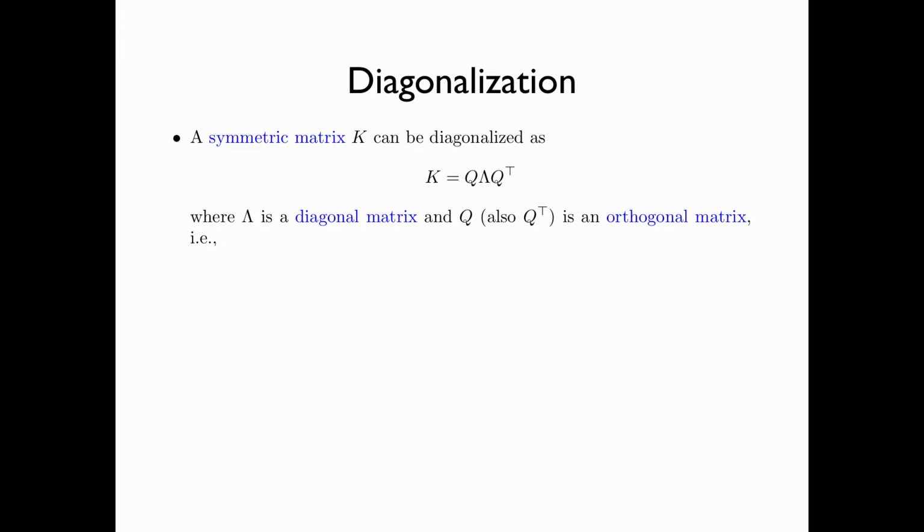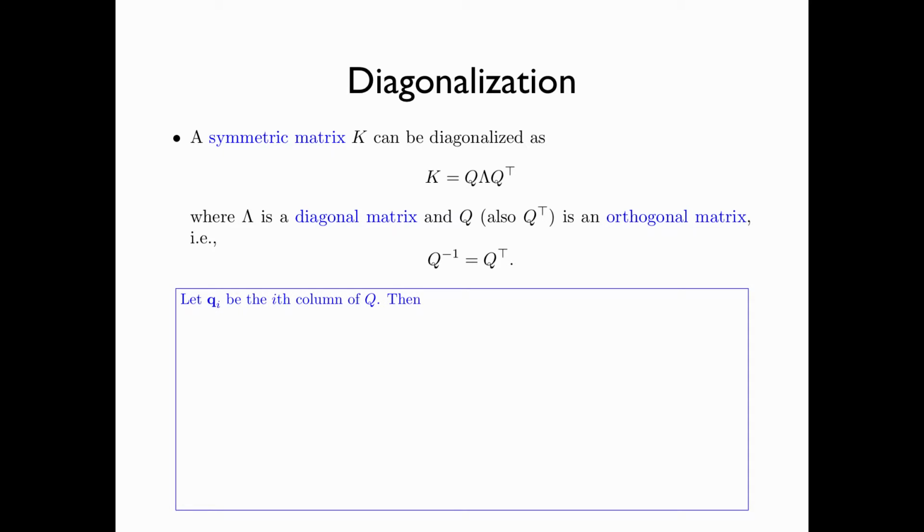We now discuss a very important property of symmetric matrices called diagonalization. A symmetric matrix K can be diagonalized as K equals Q lambda Q transpose, where lambda is a diagonal matrix and Q, also Q transpose, is an orthogonal matrix. That is, Q inverse is equal to Q transpose. The proof of this fact is elementary. Let Qi be the ith column of the matrix Q.